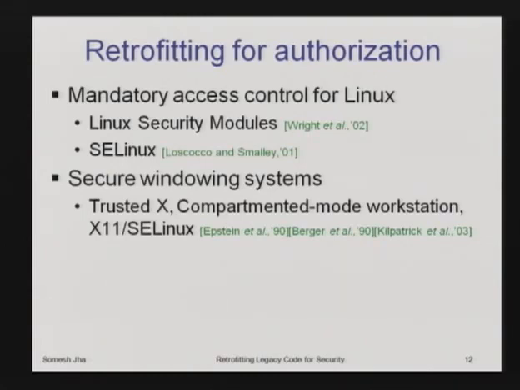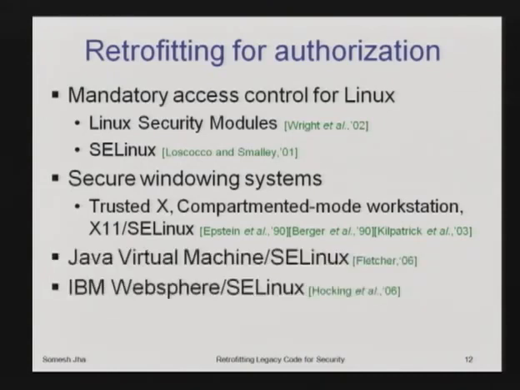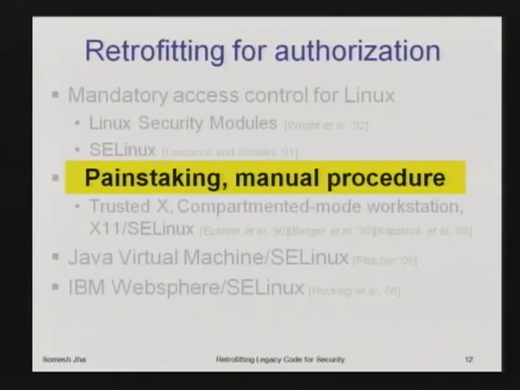The Linux security modules in SELinux were essentially trying to retrofit Linux so that you can enforce mandatory access control, not just discretionary access control. There are other such secure systems also developed, for example, TrustedX, X11, Java Virtual Machine, IBM Sphere. But again, the process of putting in hooks, wherever something security sensitive happens, like touching an inode table, you want to call into the policy server, is all done manually. Imagine, I don't know how big the Linux kernel is, but you have to manually look at everything to figure out where to insert your policy checks. What do you consider security sensitive?